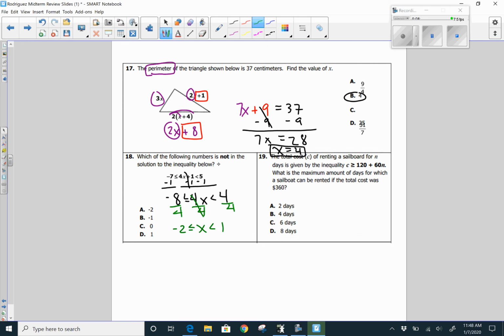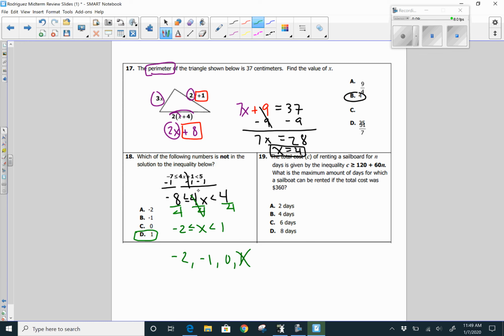So it says, which of the following numbers is not in the solution to the inequality below? So the numbers that are between -2 and 1 are -2, -1, 0, 1. But look, there's no equal sign there, right? So we can't put 1 as part of it because there's no equal sign. It's not including 1. So we're going to stop right here. So -2, -1, and 0 are the only numbers that are in the solution. The one that is not in the solution is 1 because there's no equal sign there.